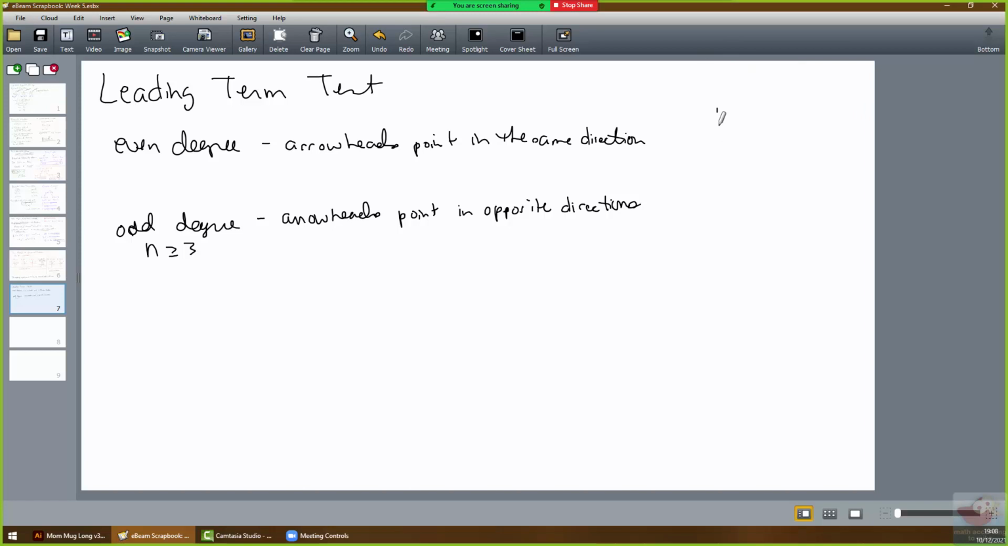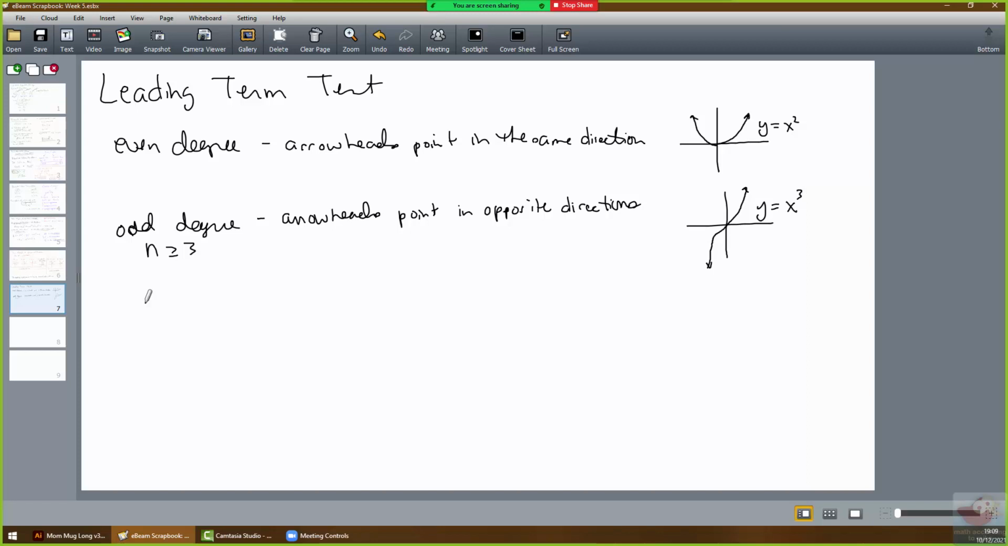If you ever forget that, just think about the most basic two. This is y equals x squared. And this is y equals x cubed. Oh, that's terrible. Don't look at that. Oh, that's even worse. That is slightly better. So even point in the same direction, odd point in opposite directions.